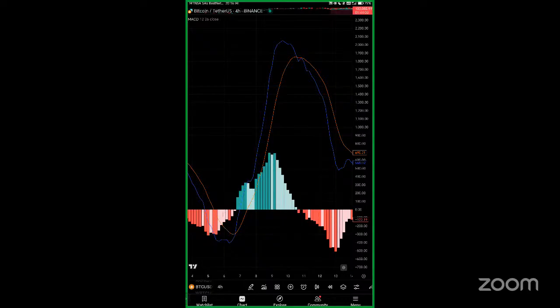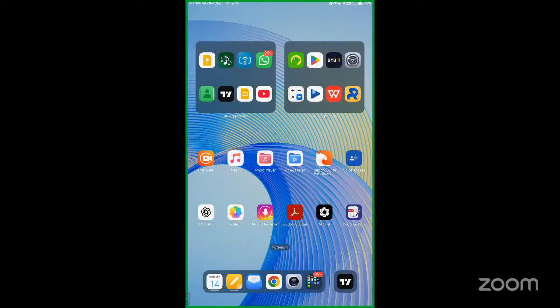But now, with what you are seeing on your screen, let me check. Is my screen visible? If my screen is visible, indicate in the chat. Okay, all right. So it is visible. Thank you so much. Okay, so let's get into it.